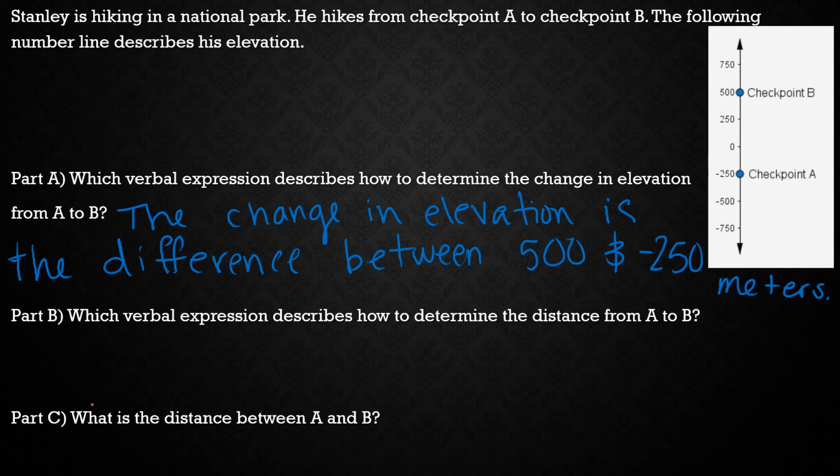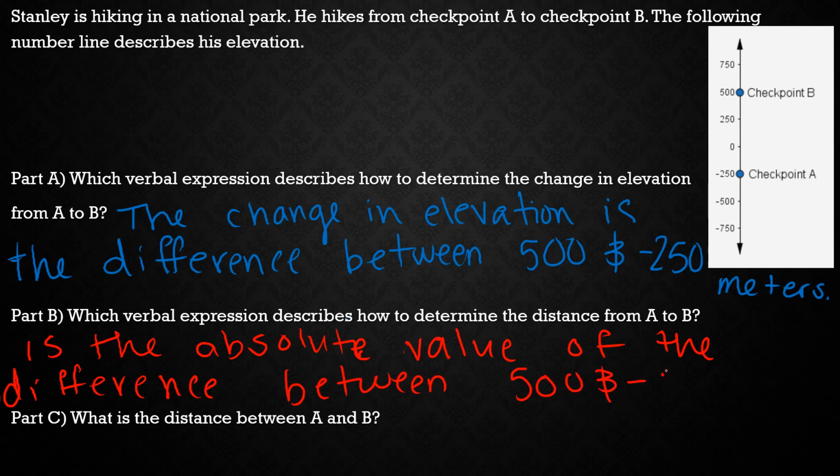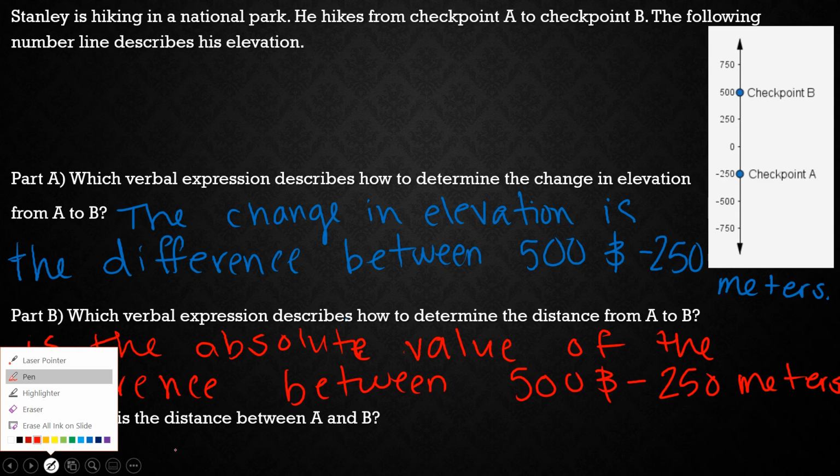So that's the difference between change and distance. The distance is the absolute value. That's what those bars are called, the absolute value of the difference between those two numbers again. So the difference between 500 and negative 250 meters. And then part C is asking us what is the difference between them.